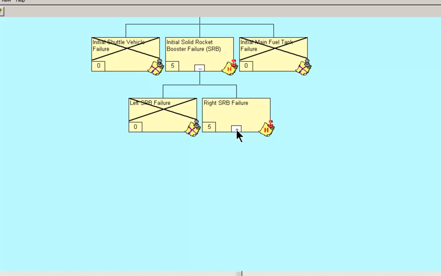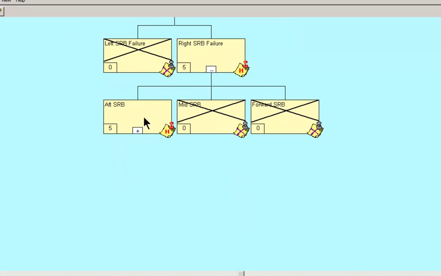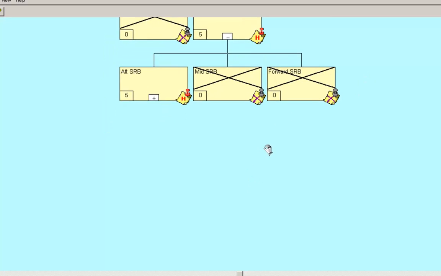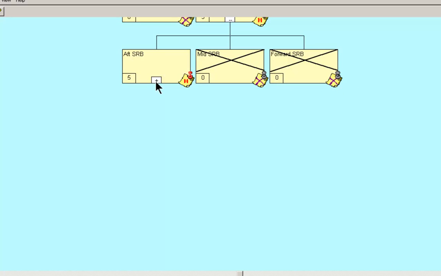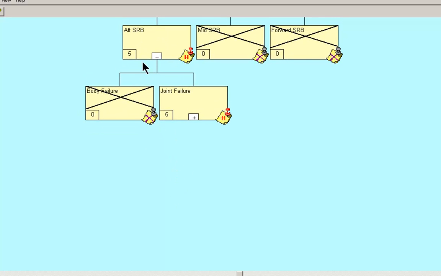So we say, how could the right SRB have failed? Well, it could have failed at the aft joint, the mid joint, or the forward joint. And we ask ourselves again, from a positional standpoint, okay, we know it was the right versus the left. Why was it the bottom joint versus the top or the middle? Okay, we know from video cameras also that it was at the aft right field joint of the solid rocket booster. All right, how can that happen?